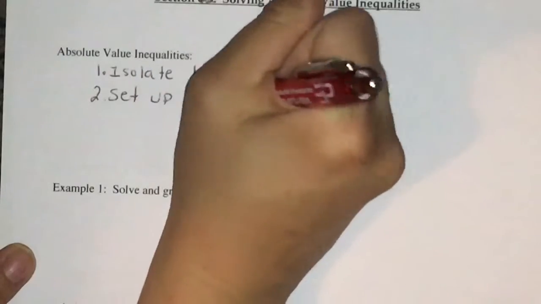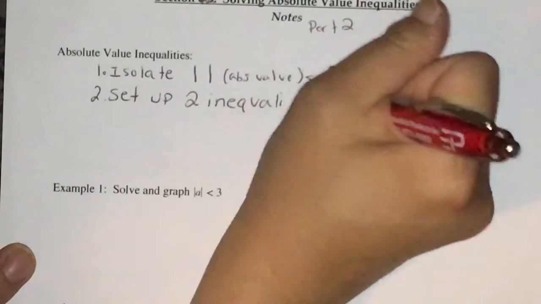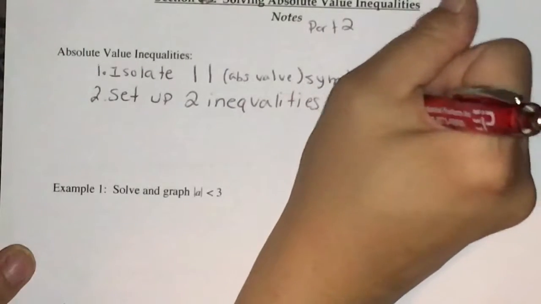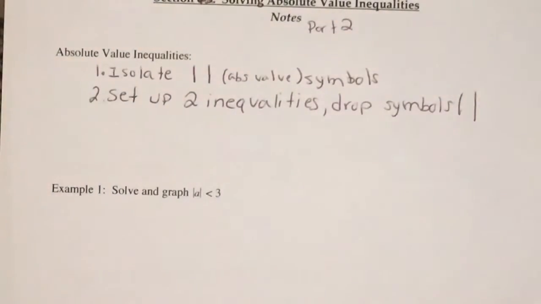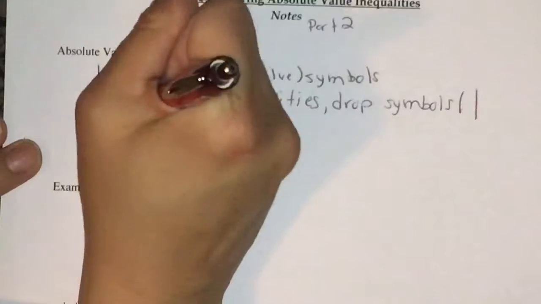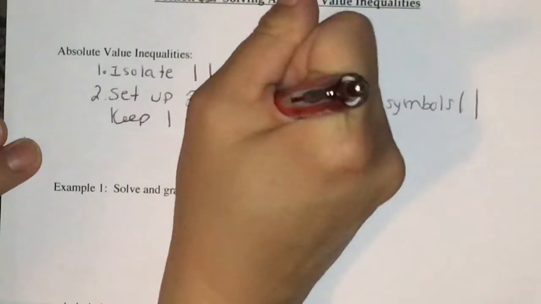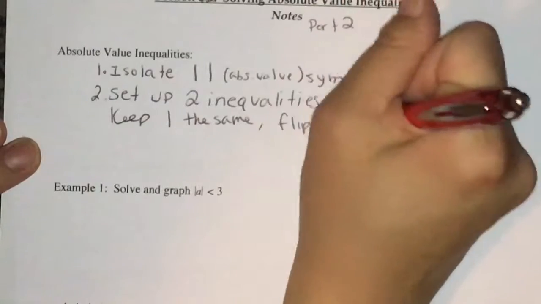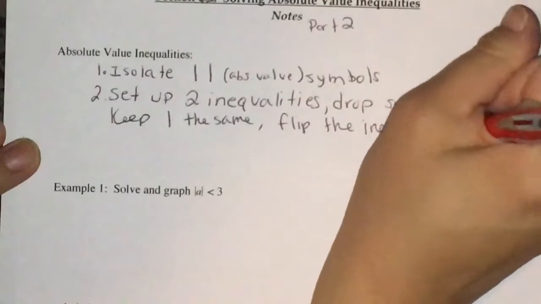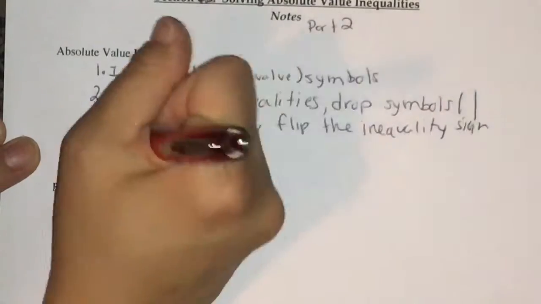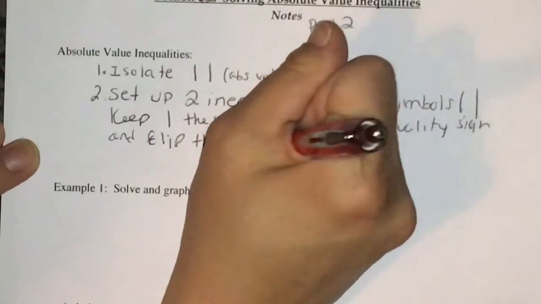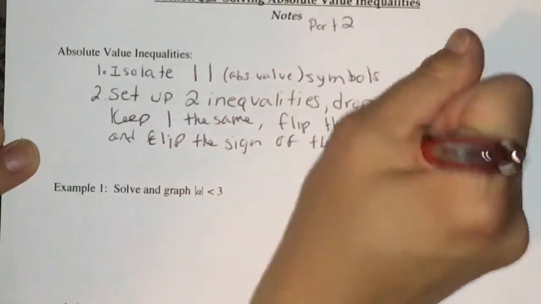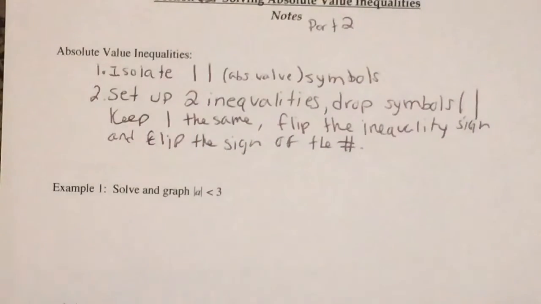Step 2, set up two inequalities. Drop the absolute value symbols. Keep one the same, and then flip the inequality sign and flip the sign of the number. And that will make a whole lot more sense when we go through some examples.